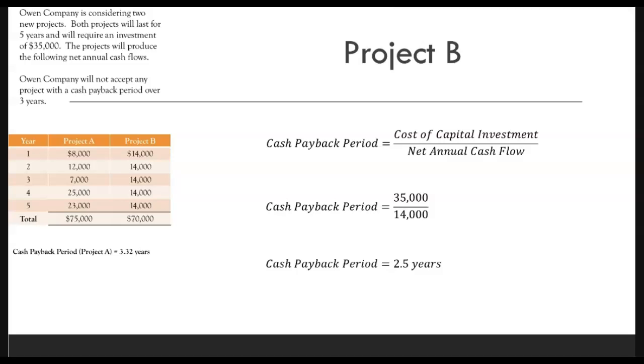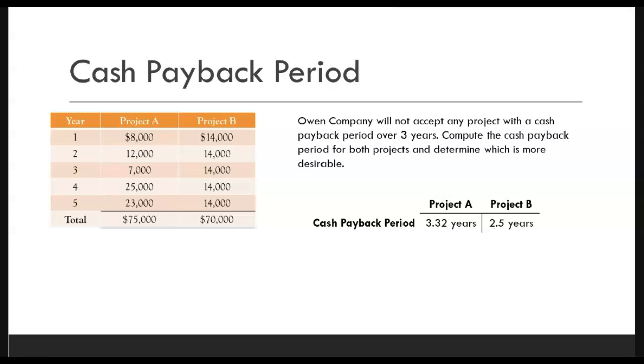So that is better than what we had for Project A. Project A had 3.32 years. Project B had 2.5 years. So, a few reasons why we should choose Project B. Has a lower cash payback period. That's first and foremost. But we could also eliminate Project A, like we said, just because Owen Company doesn't want a project where the cash payback period is over 3 years. Well, Project A gets eliminated then. And in that case, Project B, it at least fits that role. So we're going to go with Project B.